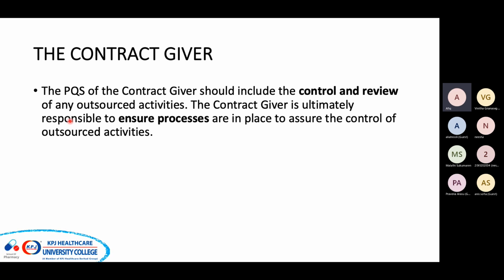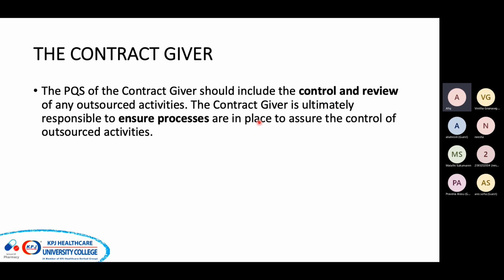The PQS of the contract giver, or the pharmaceutical quality system of the contract giver, must include the control and review of any outsourced activities. Okay, so if your company would like to outsource a certain product to a different company, you have to put that into the control and review. So you cannot just leave that product to the company that you outsource to. You are still responsible for that outsourced activity.